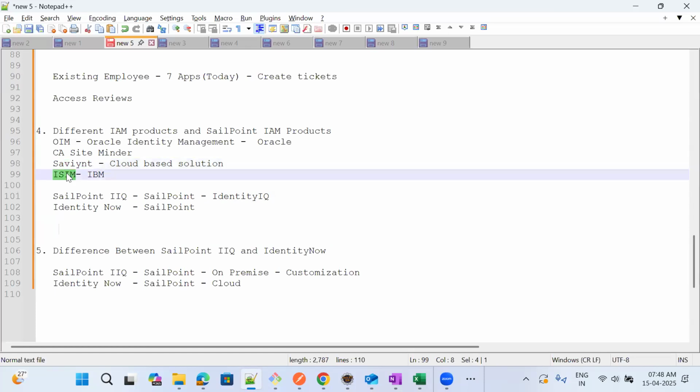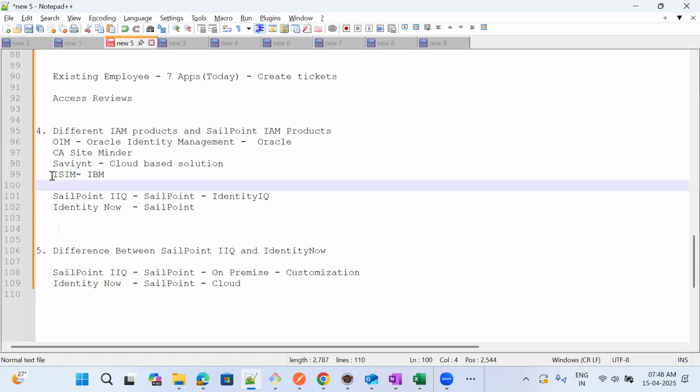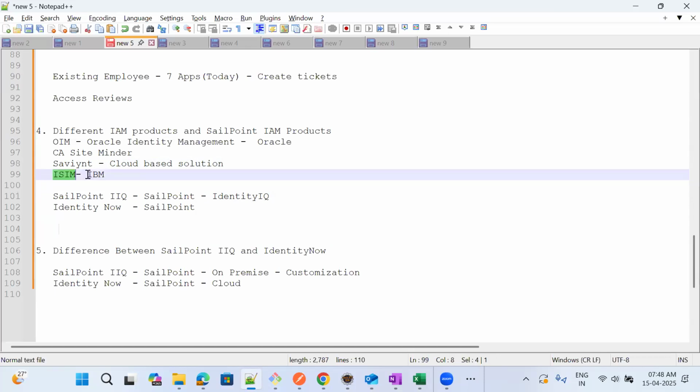Okay, so next to SailPoint, we have something called ISIM. It's called Identity Security and Identity Management. So this ISIM is from a company called IBM. We all know IBM, right? So it's also a product-based company. They also have a wide variety of products. Similarly, for our IAM domain, the product they have developed is ISIM.